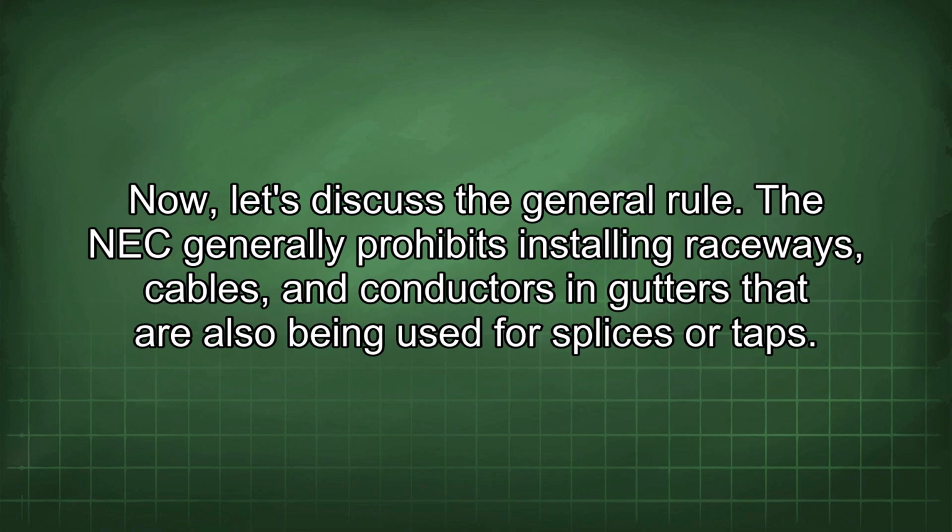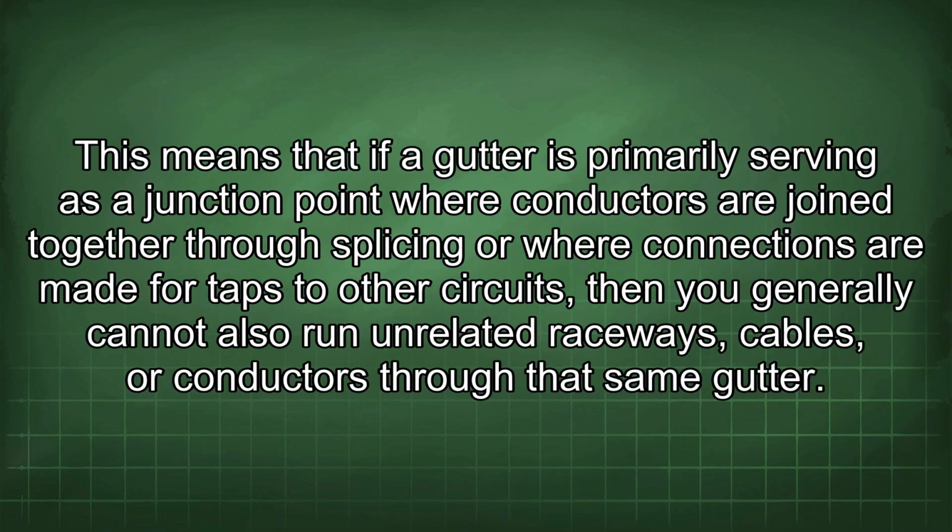Now, let's discuss the general rule. The NEC generally prohibits installing raceways, cables, and conductors in gutters that are also being used for splices or taps. This means that if a gutter is primarily serving as a junction point where conductors are joined together through splicing or where connections are made for taps to other circuits, then you generally cannot also run unrelated raceways, cables, or conductors through that same gutter.